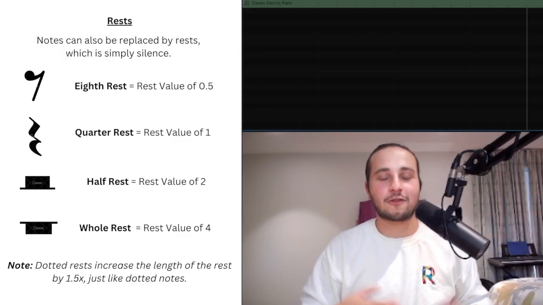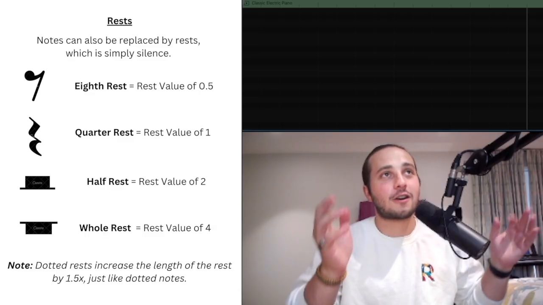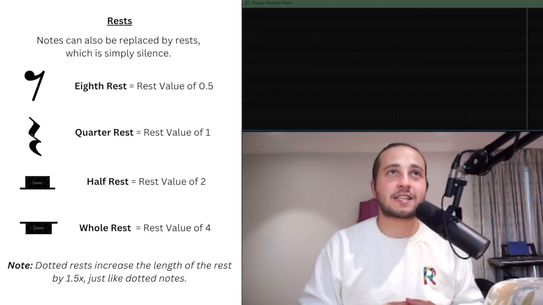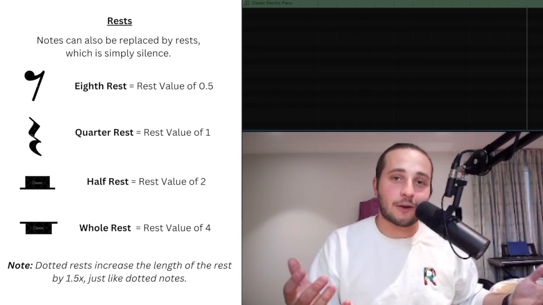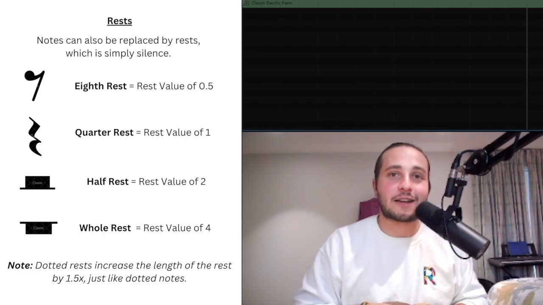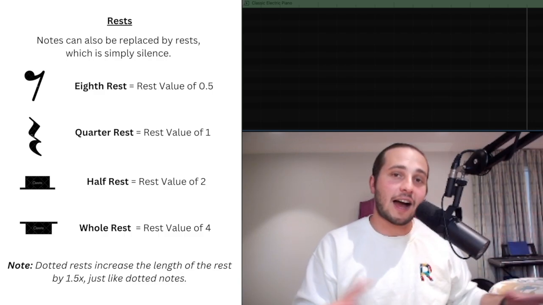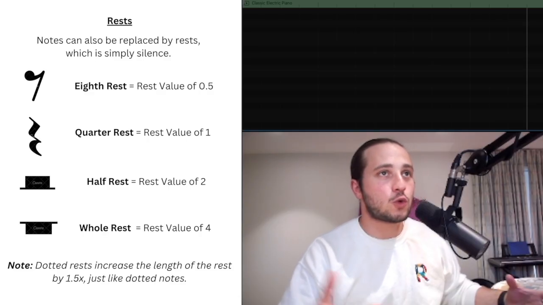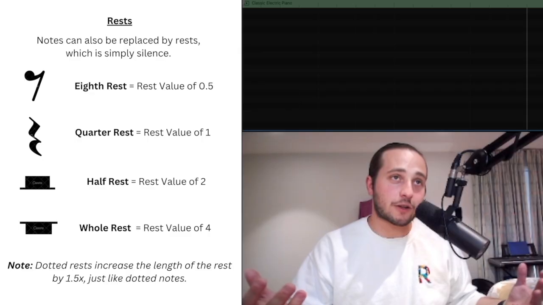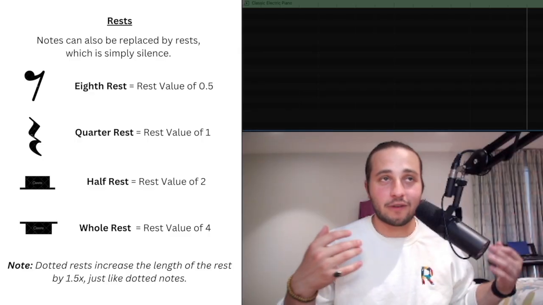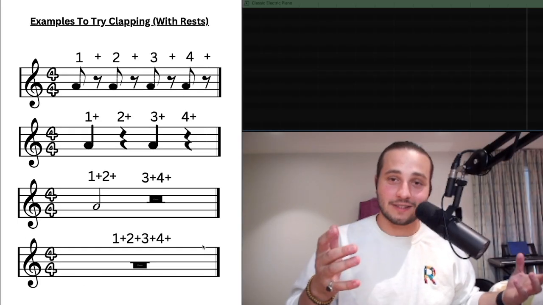All right. Now, of course, there isn't just notes, there's also silence. So we have our rests. Notes can be replaced by rests, which is simply silence. So they're the exact same values. We have our eighth rest, which is a rest value of 0.5, a quarter rest, which has a rest value of 1, a half rest, which has a rest value of 2, and a whole rest, which has a rest value of 4. And there's also dotted rests, which increase the length of the rest by 1.5 times, exactly the same as dotted notes. Now let's try some examples with rests as well.